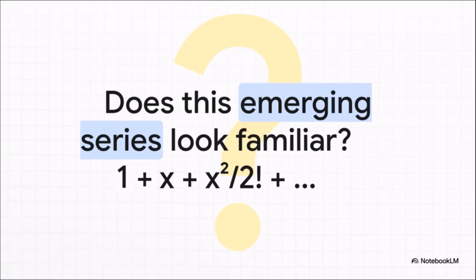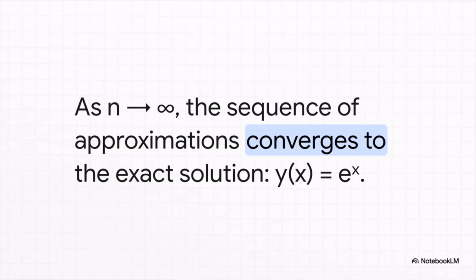Okay, pause for a second and just look at this series we're building. 1 plus x plus x squared over 2 factorial. Does that look familiar at all? If you spent any time in a calculus class, your spidey senses might be tingling right about now. That's right, it's the power series for e to the x. I mean, how incredible is that? Picard's method didn't just give us a close enough answer. It literally constructed from the ground up one of the most important functions in all of science and math. It built the exact solution.